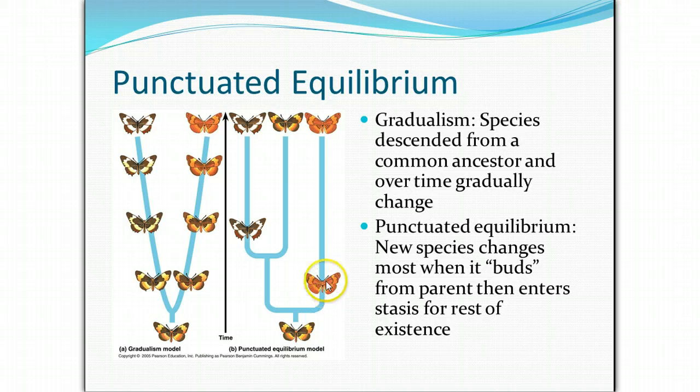So when they branch off from their parent ancestor, from their common ancestor, that's the most change, and then they enter stasis. So they don't really change much after that. That's punctuated equilibrium versus gradualism. Both are models of evolution to consider. And that is that.